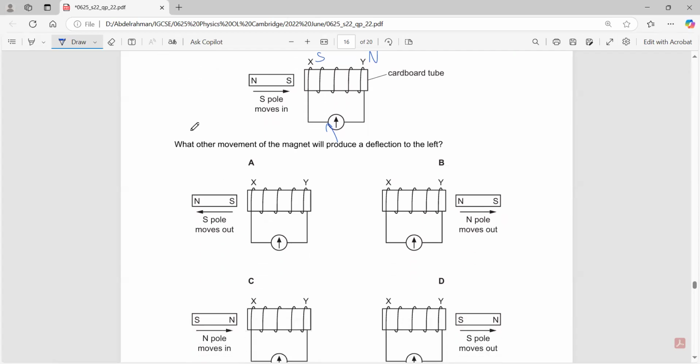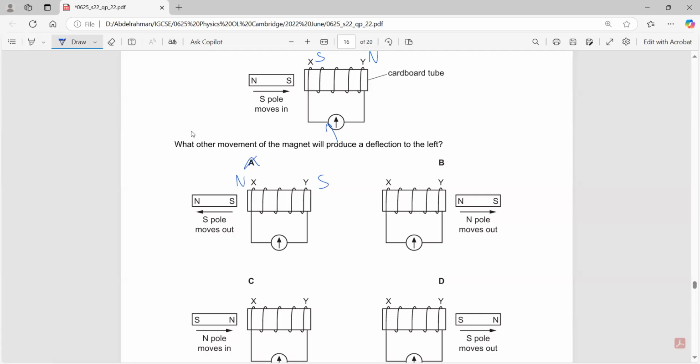So basically we want to find which of these situations would also create a South Pole at X and a North Pole at Y. South Pole at X and a North Pole at Y. At A, as it's moving away, what happens to X? It will attract. As it's moving inwards, it repels. As it moves outwards, it attracts. So at X it would be a North Pole and a South Pole.